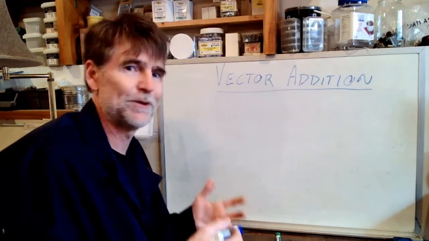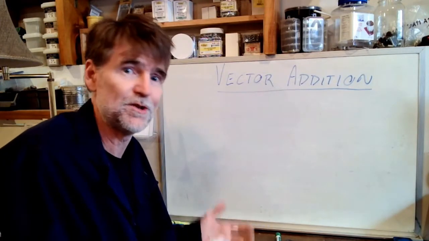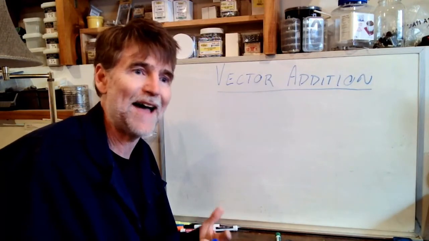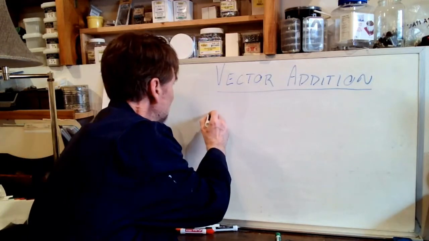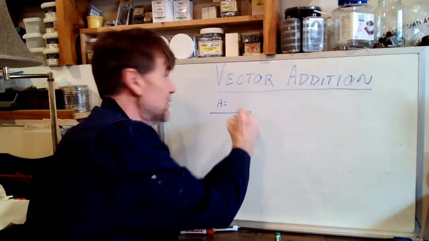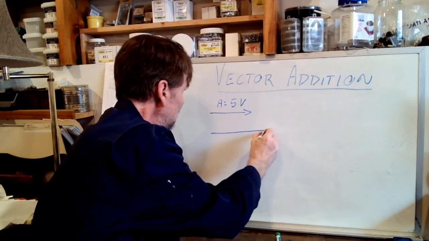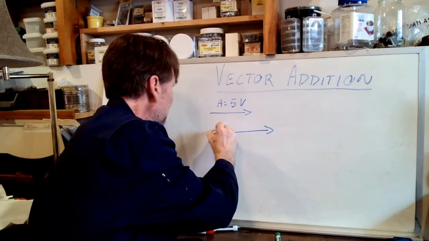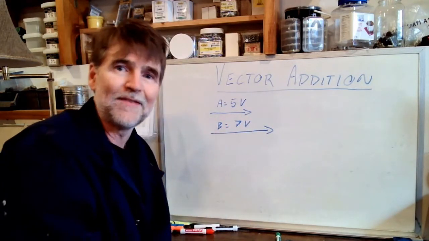So, vector addition. How do we add two vectors together? If we have two separate vectors representing two voltages or two currents, and we want to add them together, how do we do that? I have, let's call this vector A, which represents 5 volts. And then I have vector B, which represents 7 volts. Well, how do we add them together?